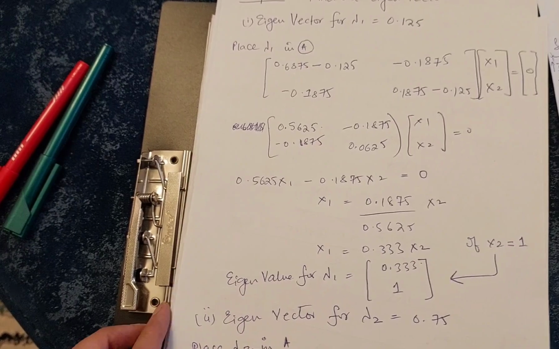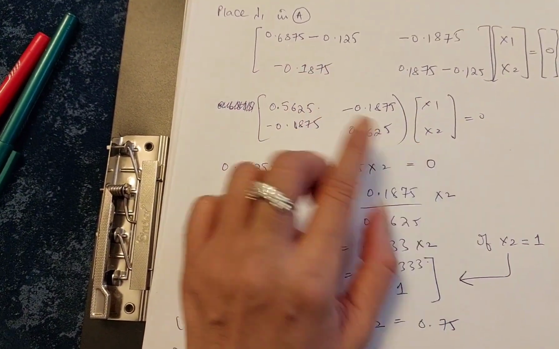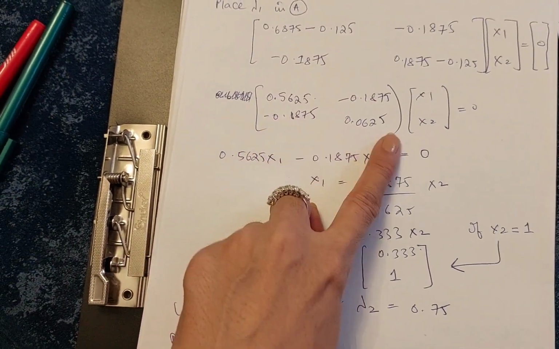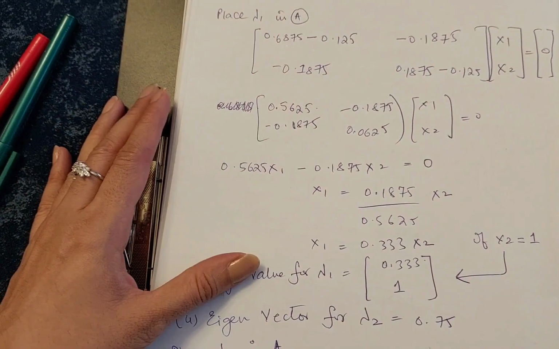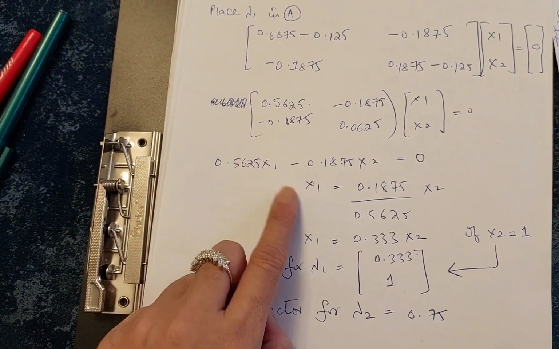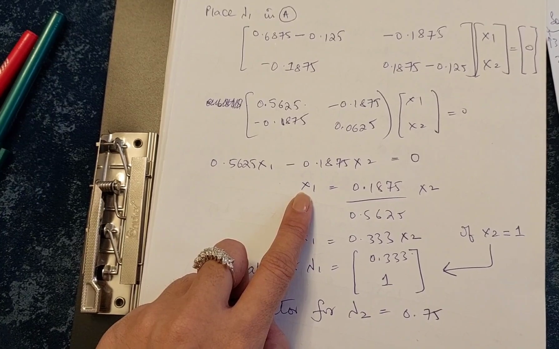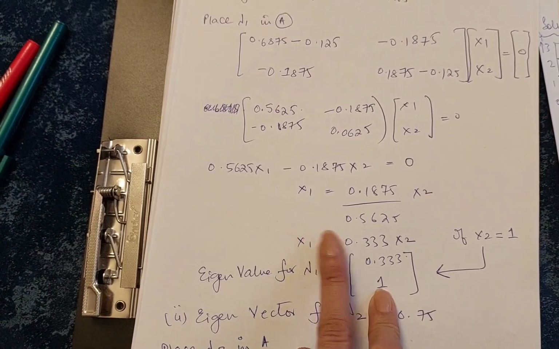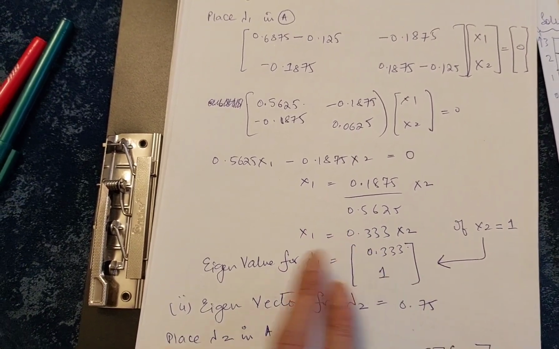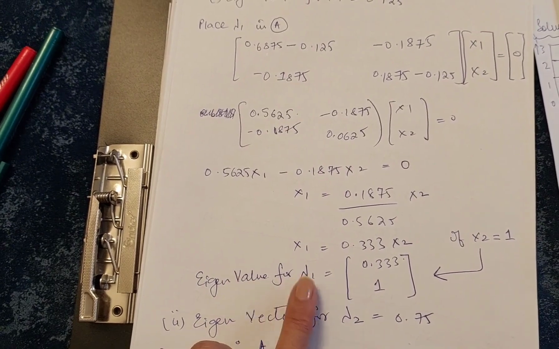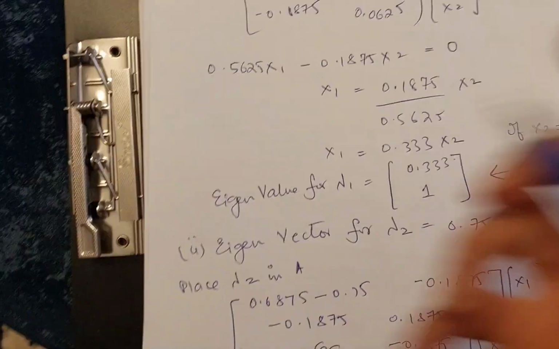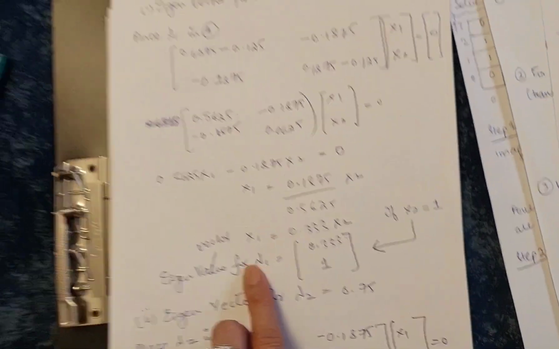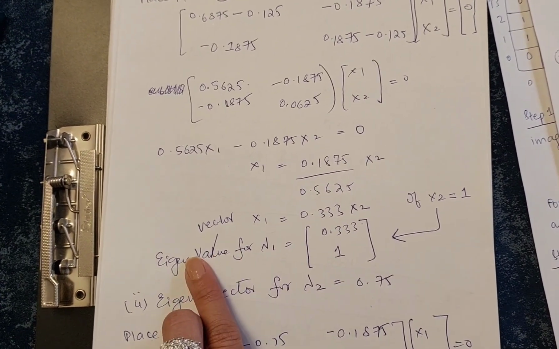When we multiply this matrix with x1 and x2, first row with first column, and similarly second row with first column, we get these two values, and from here we can get the value of x1. If we put x2 equal to 1, then x1 is equal to 0.33. So this is my eigenvector for lambda 1. So here we have found the first eigenvector for this eigenvalue.